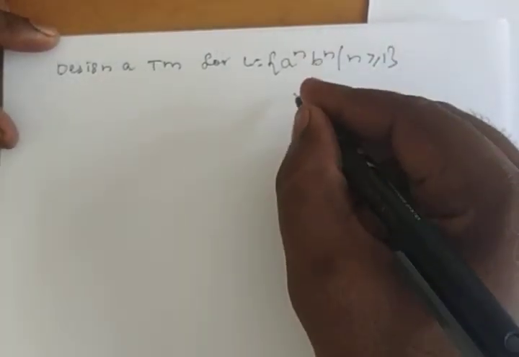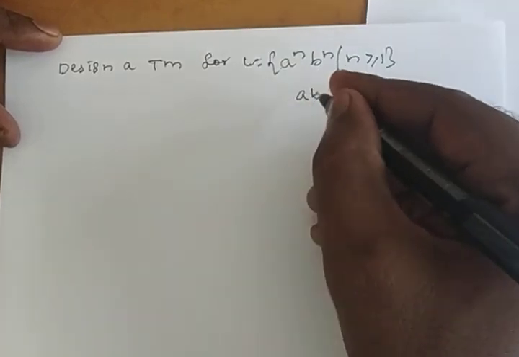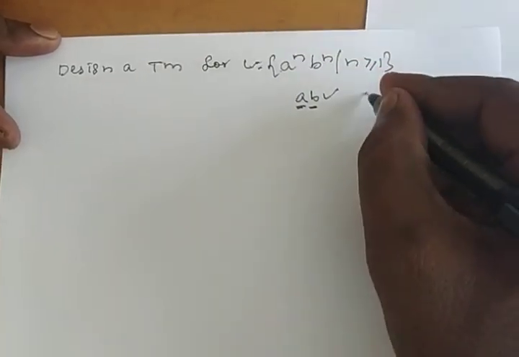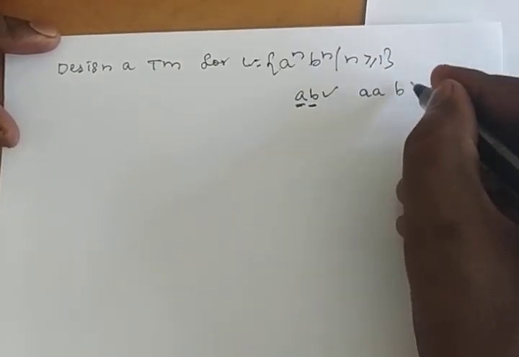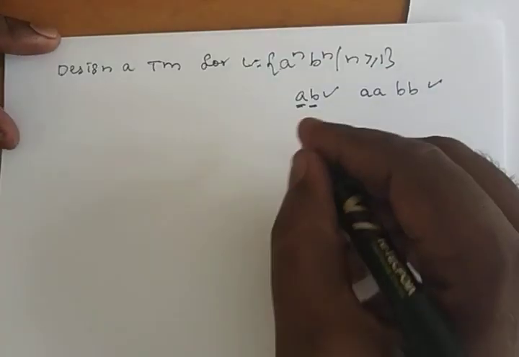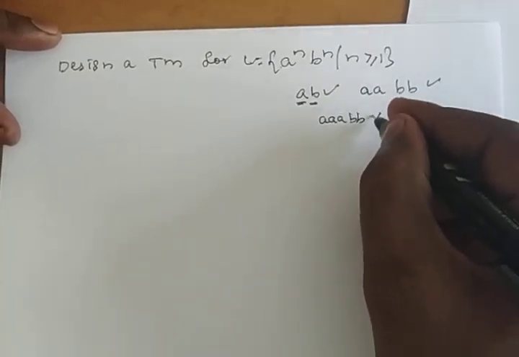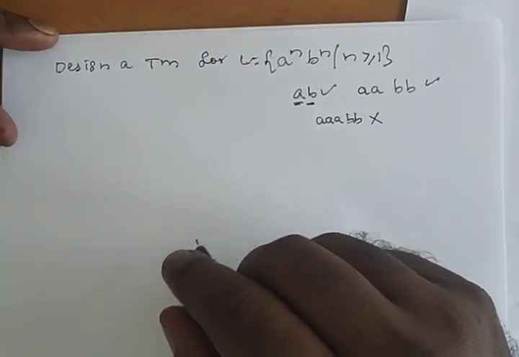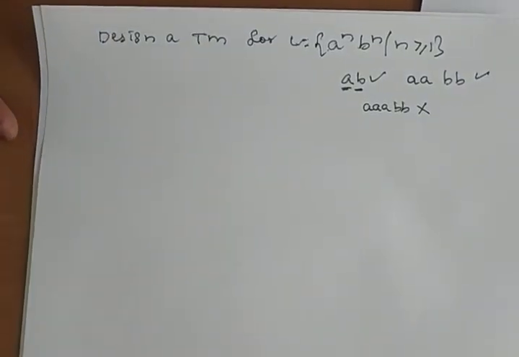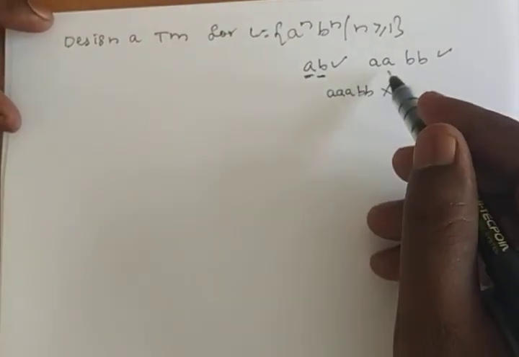For example, I can give sample inputs: A, B, where you have one A and one B. This is perfectly valid. When I give two A's and two B's, this is also valid. But when I give inputs like three A's and two B's, this is invalid. So what we have to do is create a Turing machine which accepts an equal number of A's and B's.